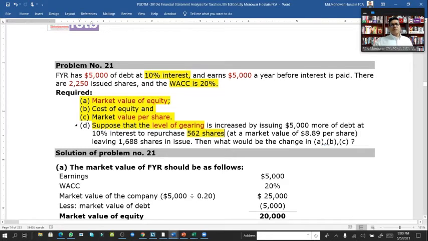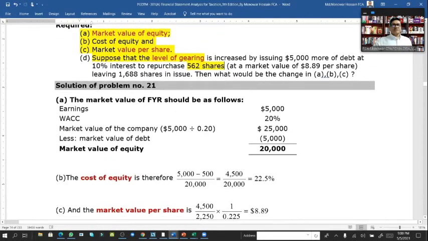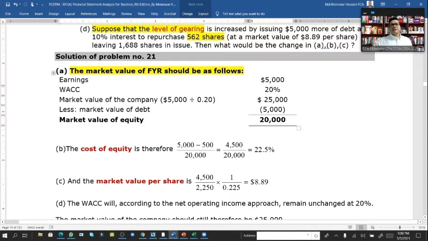leaving 1,688 shares in issue, then what would be the change? That's just to calculate. So look here first, market value of the company: earnings 5,000, weighted average cost of capital 20%. So the market value of the company is 5,000 divided by 20%, and we get 25,000. This is the market value of the company.